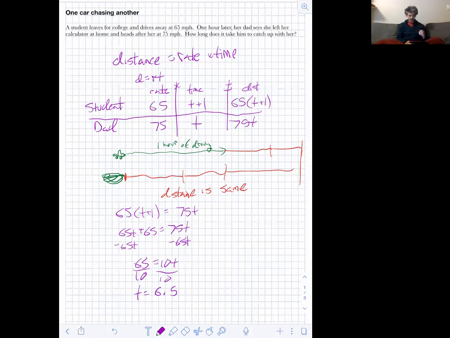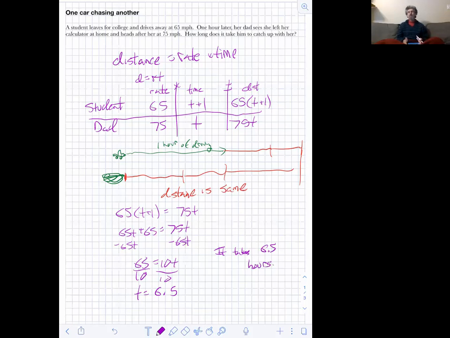The question is, how long does it take him to catch up with her? Okay, well, we do have t, so that's good, but we got to answer the question in terms of the question. It takes 6.5 hours. Yikes, that's a long time.